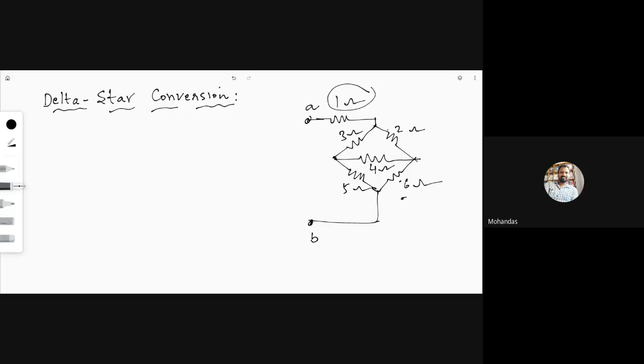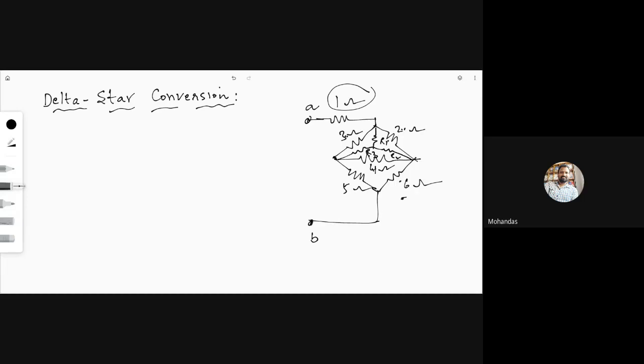So in this case, suppose you are able to simplify this 3 ohm, 2 ohm and 4 ohm into a star connection. Star means it looks like this. If I am able to convert this 3 ohm, 2 ohm and 4 ohm into a star fashion, and this is R1, R2 and R3, where R1, R2, R3 are the unknown values, then the problem will be very simple.